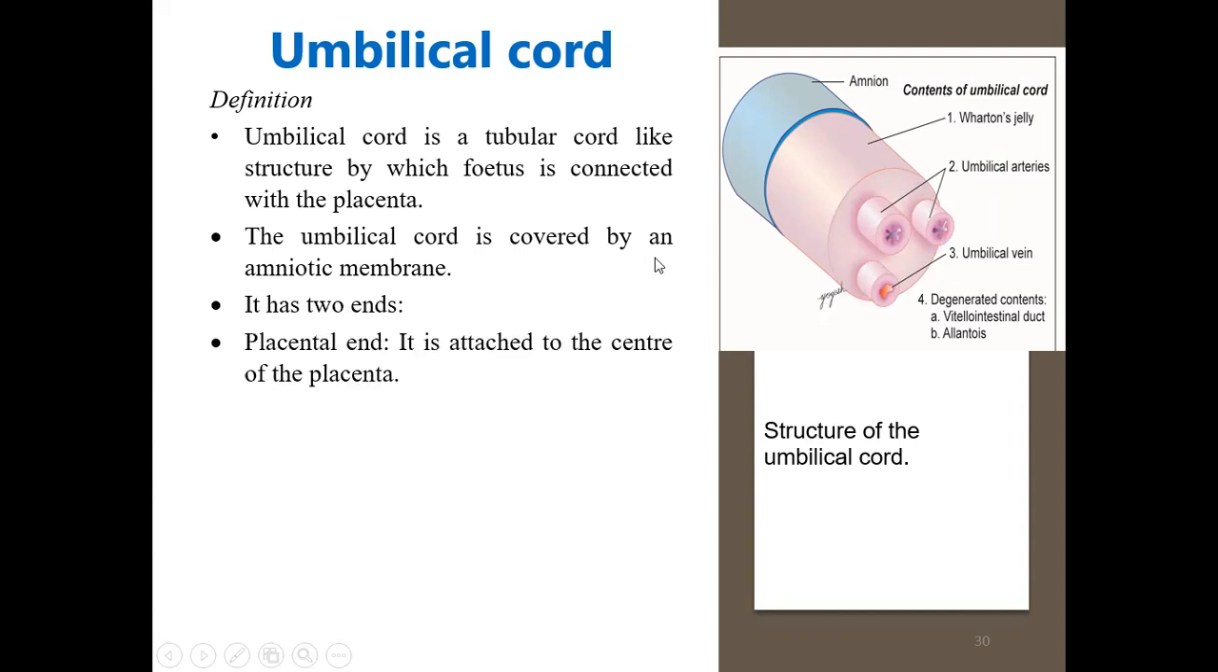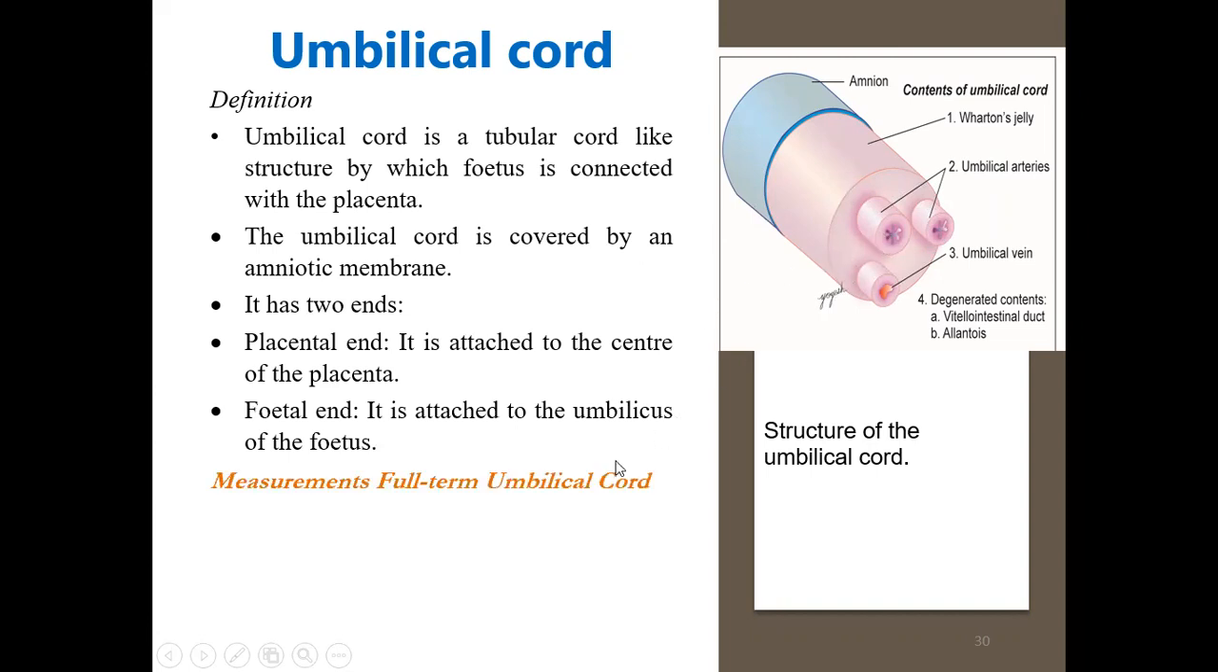Now it has two ends. One is the placental end, which is attached to the center of the placenta, and the other is the fetal end, which is attached to the umbilicus of the fetus. In a full term baby, the umbilical cord's length is around 50 to 55 centimeters, and it is around 2 centimeters thick. The placenta was 3 centimeters thick; the cord is 2 centimeters thick.